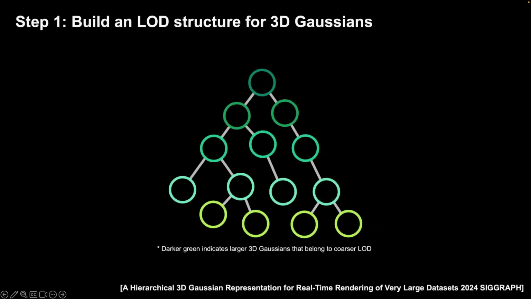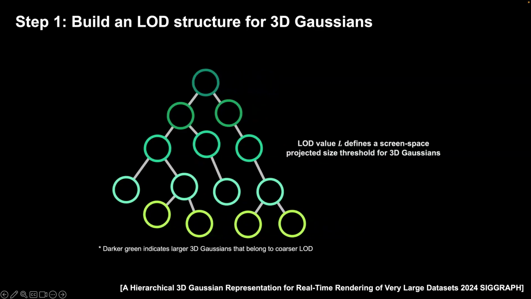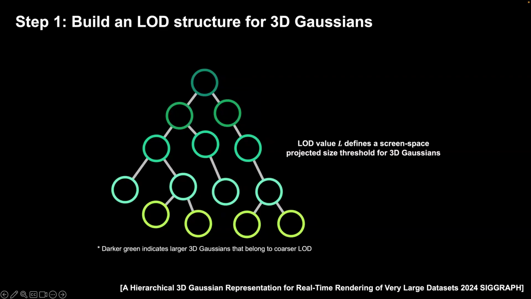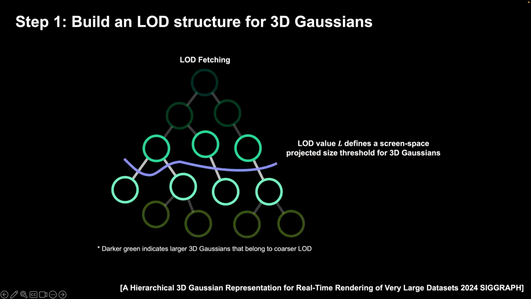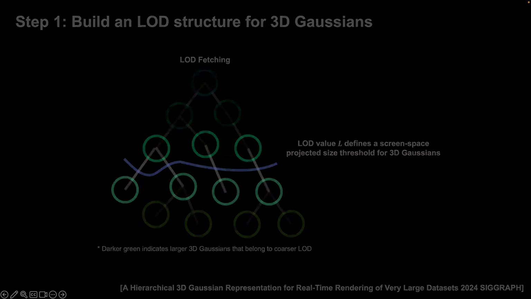Our method proceeds as follows. First, we construct a continuous LOD structure for 3D Gaussians by adapting the tree representation from hierarchical 3D GS. Here, LOD is defined as a screen space projected size threshold. Gaussians corresponding to a particular LOD can be efficiently retrieved via a cut over the tree structure.